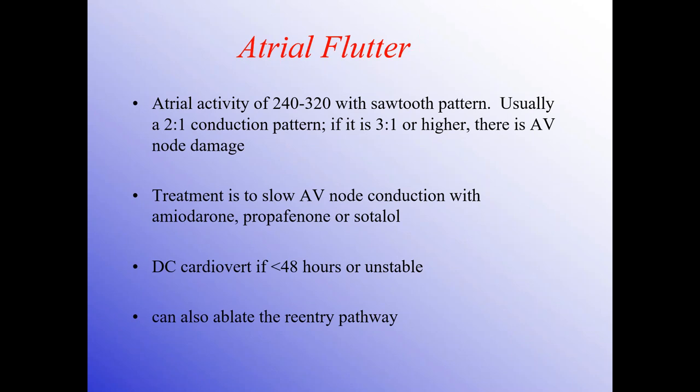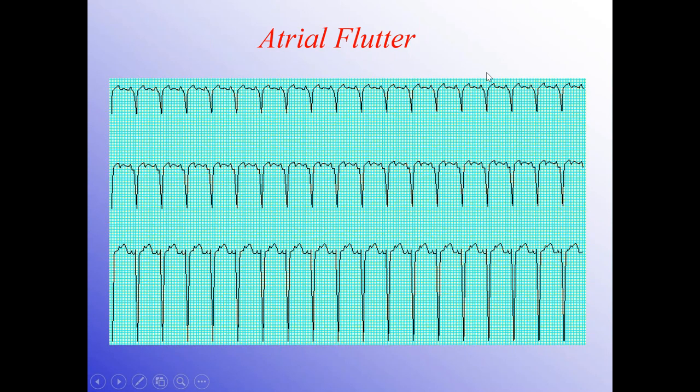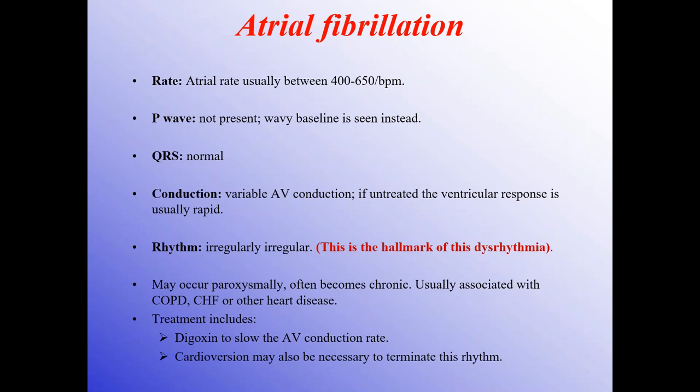So this is an example of a flutter. You see, you can't see a P wave per se. There are multiple P waves. You have P waves which are broken. So that means that you have a circuit which is present on multiple levels of the atria, some are getting conducted, some are not getting conducted. So this is a flutter.